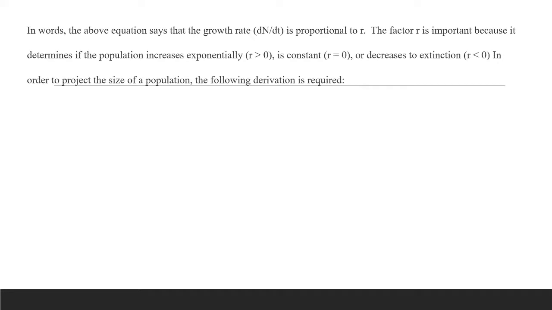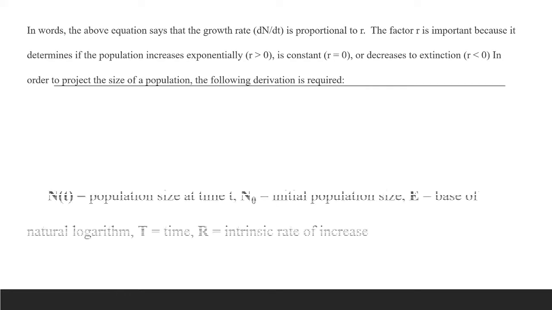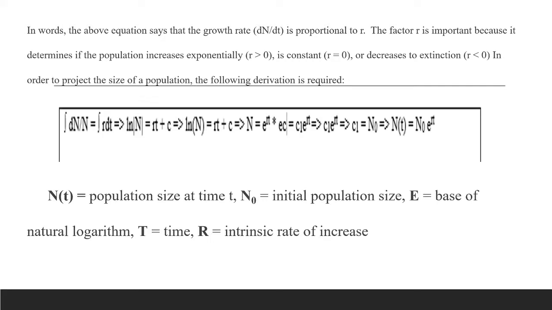In order to project the size of a population, the following derivation is required. N(t) is equal to the population size at time t. N0 is the initial population size. e is the base of the natural logarithm. t is equal to time. And r is equal to the intrinsic rate of increase.